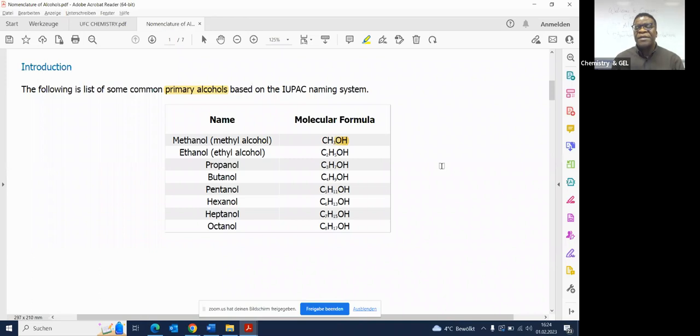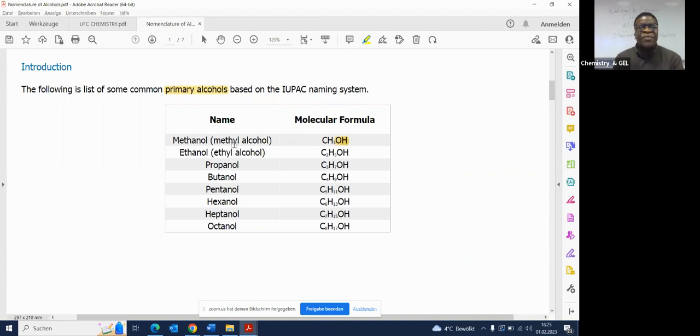So if you remember, the simplest alkane, we said, is called methane. Okay, methane. And its formula, we said, is CH4. That is one carbon surrounded by four hydrogens. So now we pluck away one hydrogen from methane. We substitute, we bring in the OH group.